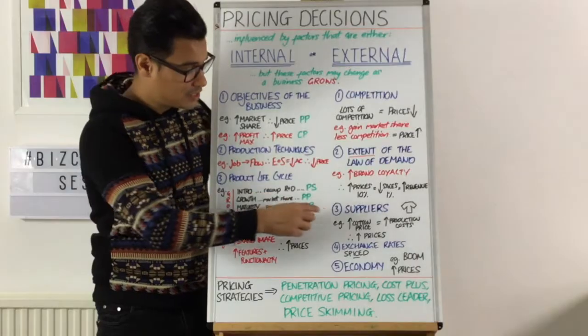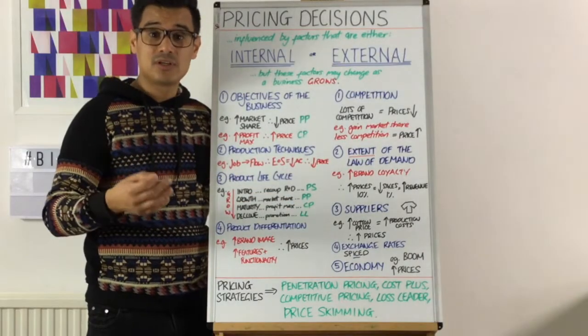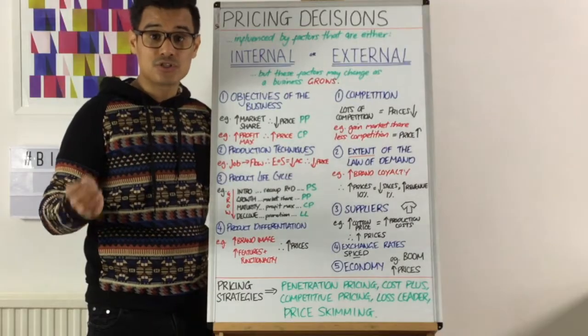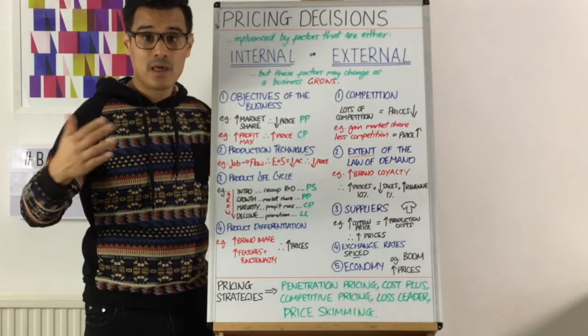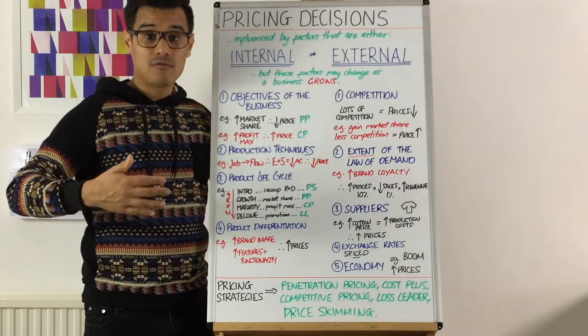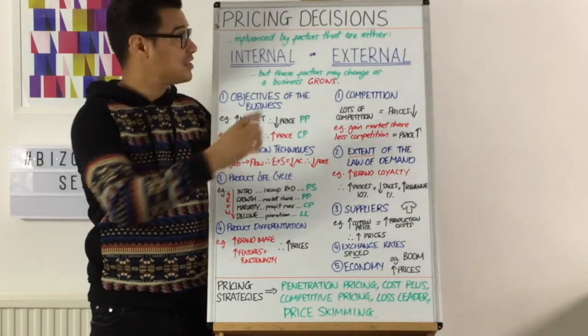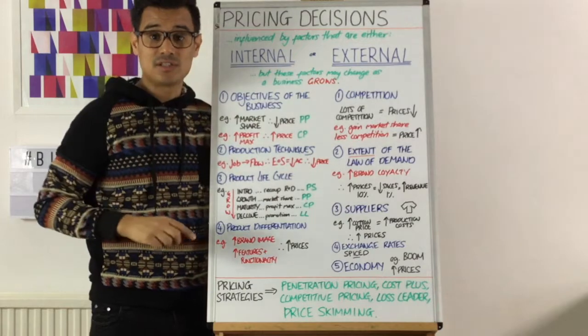And number three is suppliers. And this is really important because you might have to source your raw materials or your components from a supplier. And what the prices are of these raw materials or components are going to affect your end price. So therefore they're going to affect your pricing decisions.